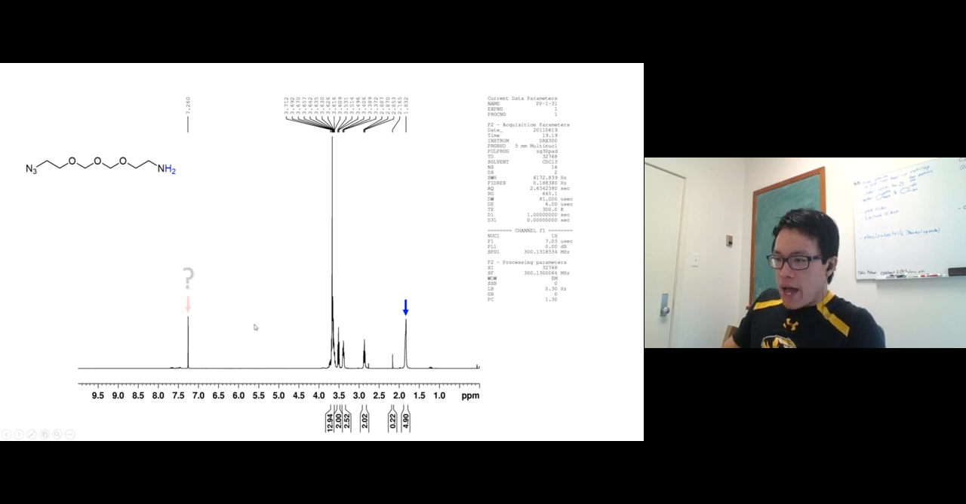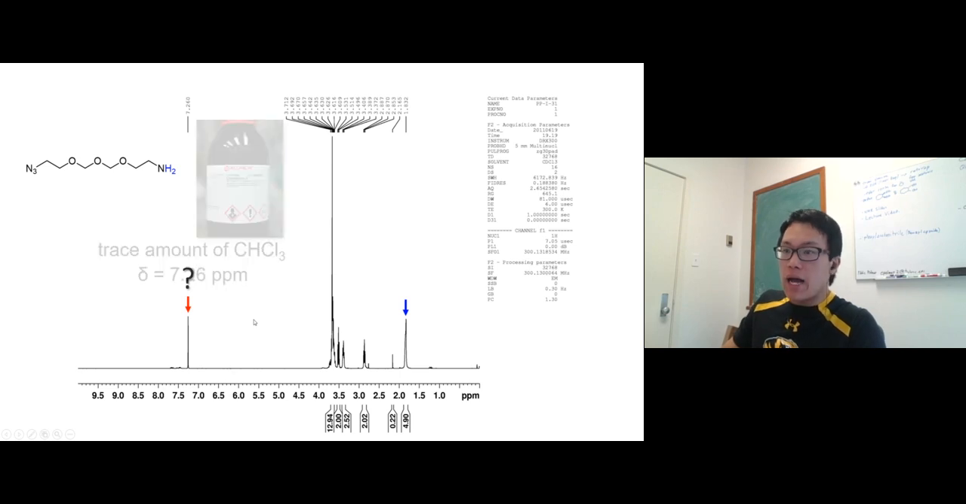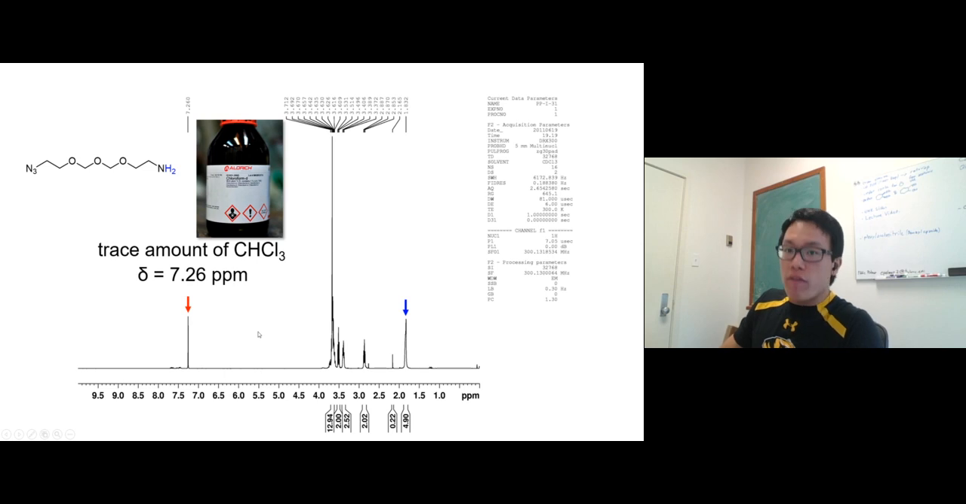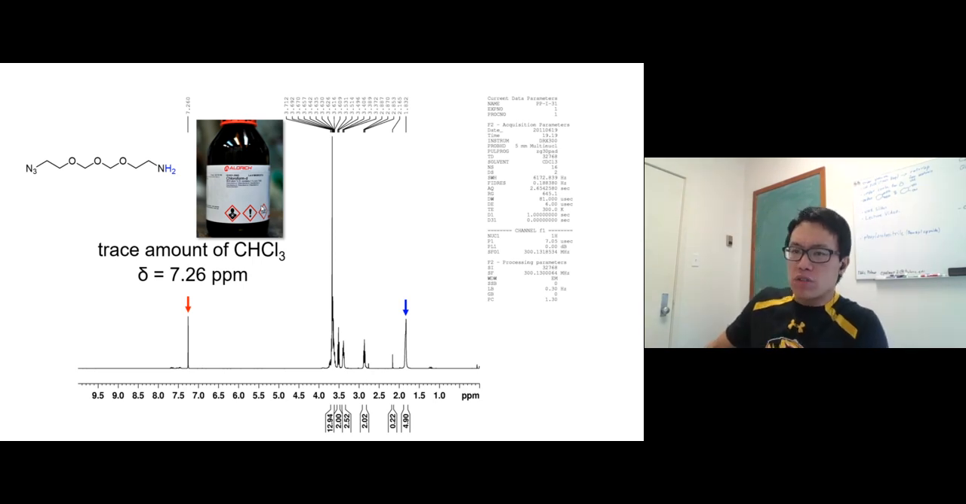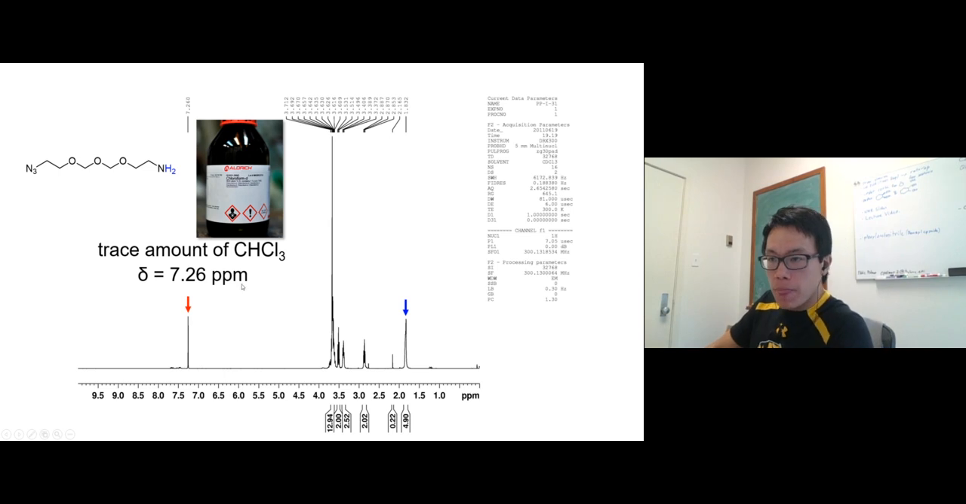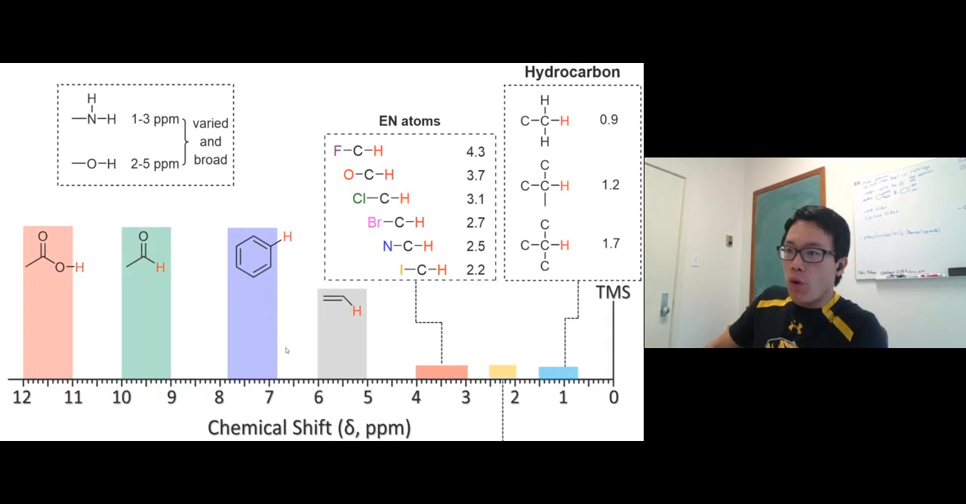Be mindful that you should ignore this peak at about 7.26. That's the solvent peak. If you use chloroform-d, which most of us are going to use as a general solvent, the peak of the solvent usually shows up at 7.26. So these are peaks that you should ignore. All right, so we have the whole thing in here.